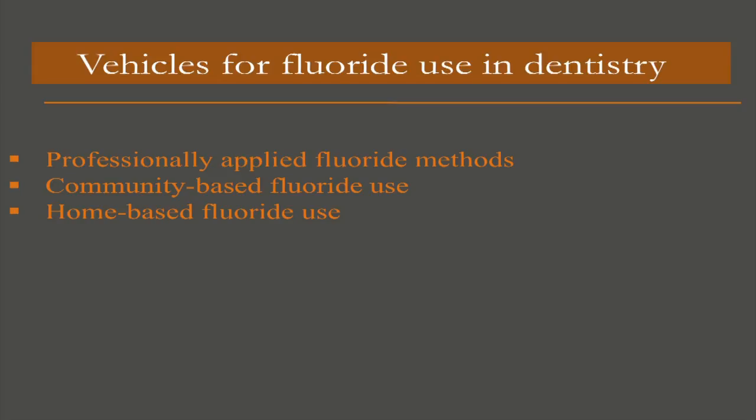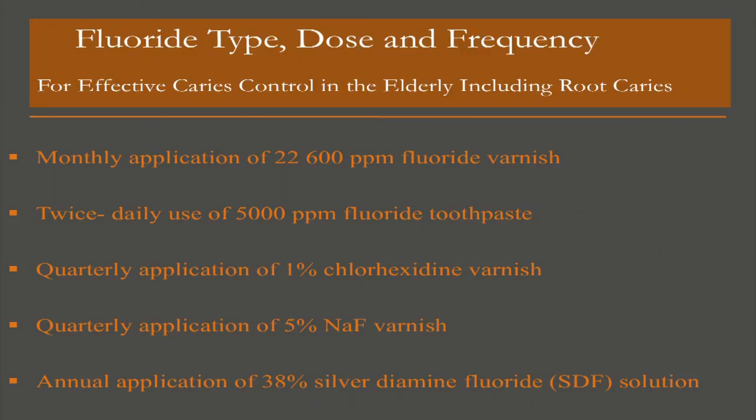For effective caries control in the elderly, including root caries, the recommended applications are monthly applications of 22,600 parts per million fluoride varnish, twice a day use of 5,000 parts per million fluoride toothpaste, quarterly application of 1% chlorhexidine varnish, and quarterly application of 5% sodium fluoride varnish, and also annual application of 38% silver diamine fluoride, also known as SDF solution.